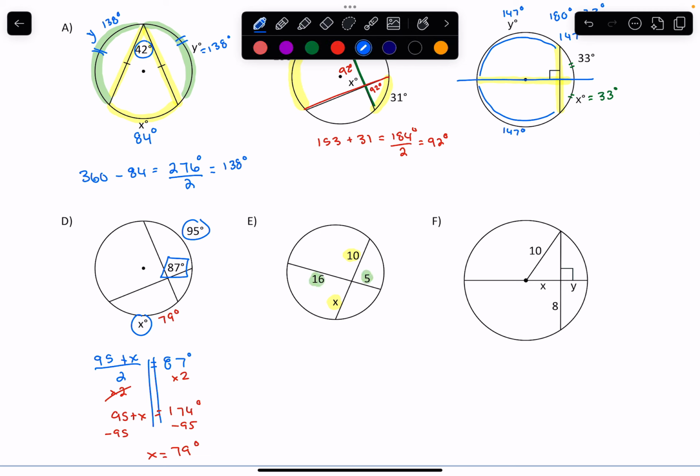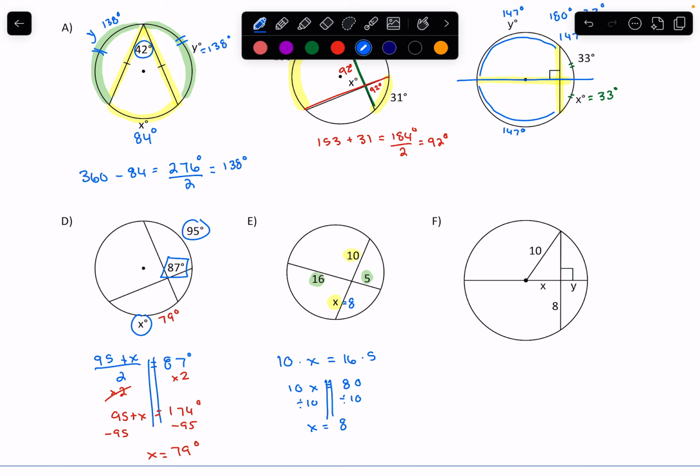Okay, so let's write that down. 10 multiplied by x is equal to 16 multiplied by 5. So that means 10x is equal to 80. And to get x alone, I just divide by 10. And 80 divided by 10 means that x is equal to 8. So this length right here would be 8. That's a cool rule when you're dealing with intersecting chords.